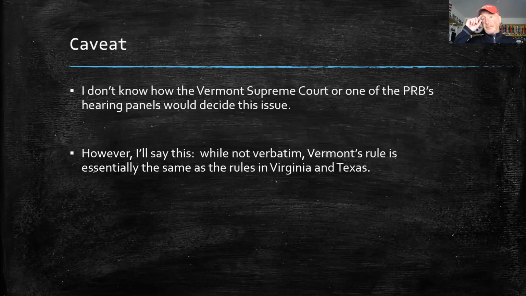Obviously, I don't know how the Vermont Supreme Court or one of our hearing panels would decide this issue. We've never had to litigate it: the issue of a lawyer either not dispersing to a client a portion of funds in which a third party has asserted an interest, or dispersing all the funds to the client even over a valid third party claim. But I will say this, Vermont's rule, while not verbatim, is very, very close to the rules as drafted in Virginia and Texas.